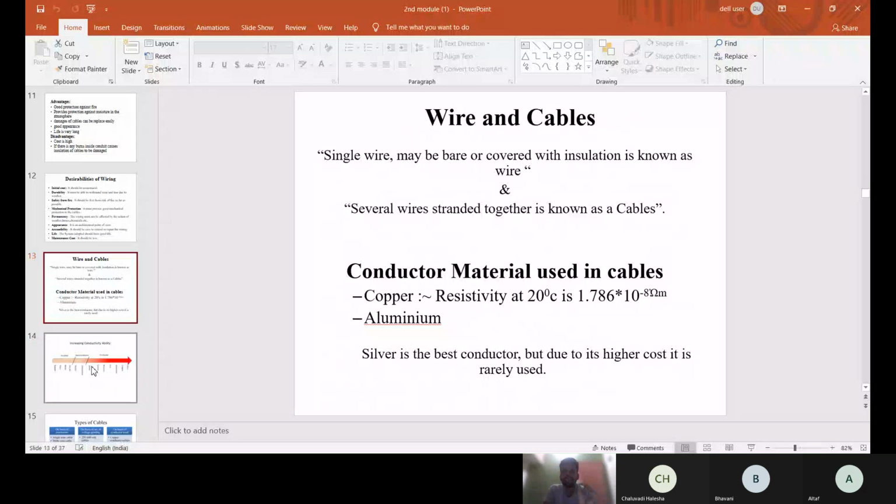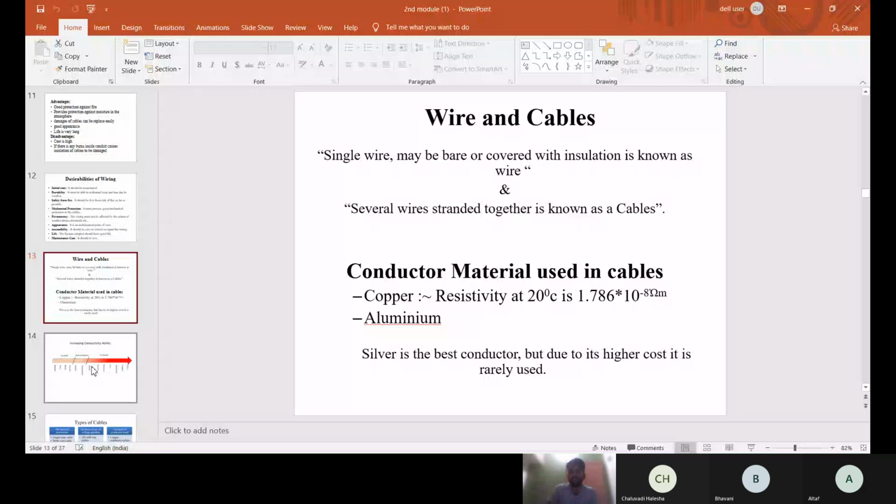Conductor material used in cables. Normally the different types of materials we use in conductors are copper and aluminum. Copper is always a good conducting material. Compared to copper and aluminum, silver and gold are much better conducting materials. But due to the cost, we can't use silver and gold. So instead of that, we are using copper and aluminum.